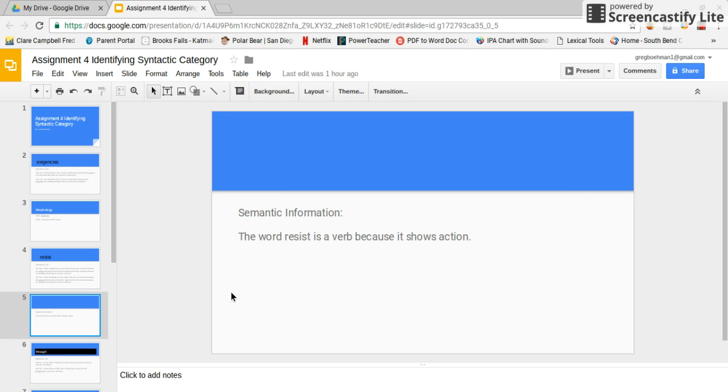So I went on to try my second tool of analysis, semantic information. The word resist is a verb because it denotes action.